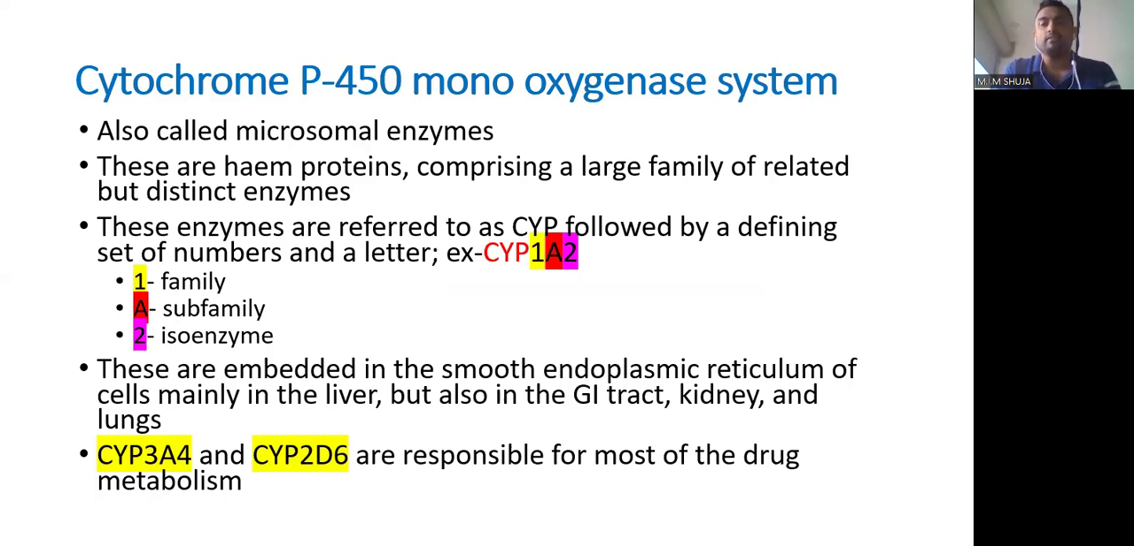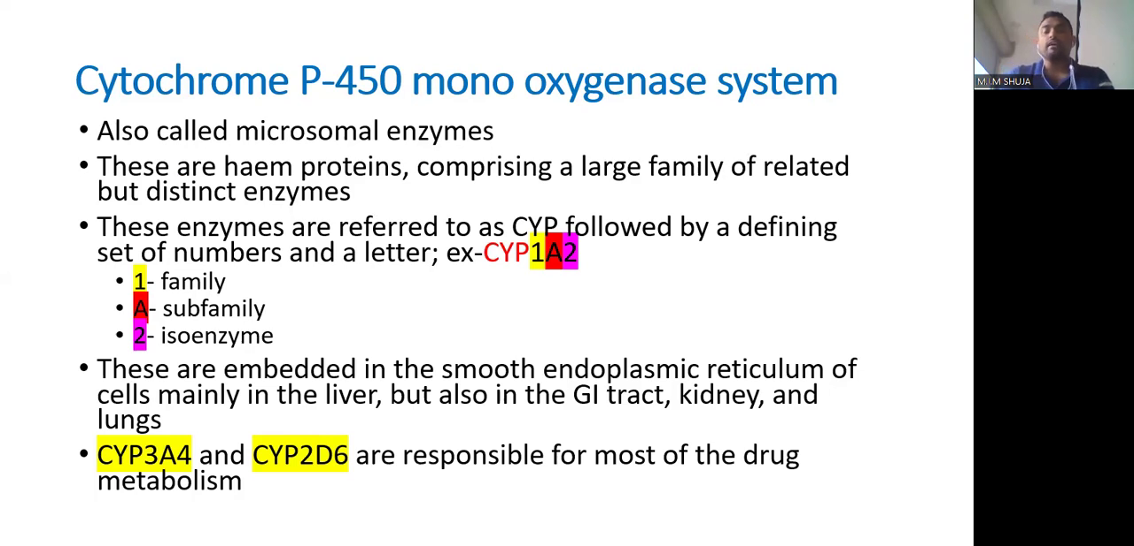Now we'll just have a look at the P450 system. They are all microsomal enzymes, that's the common MCQ point. And these are all heme proteins. You know what heme is, right? The heme is found in the hemoglobin, right? The heme protein.